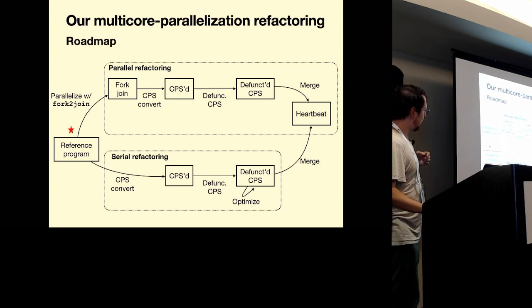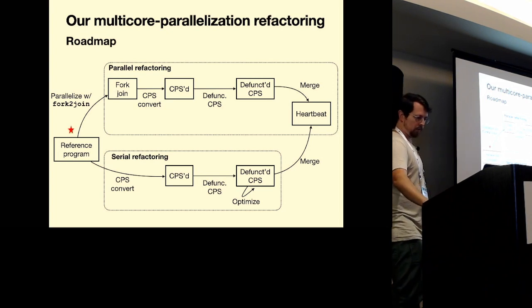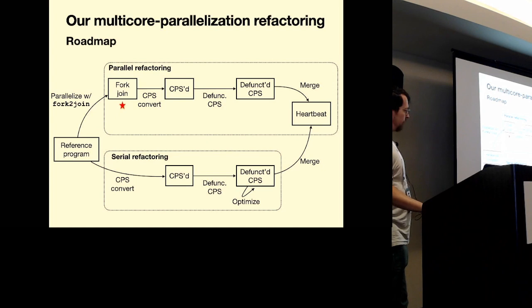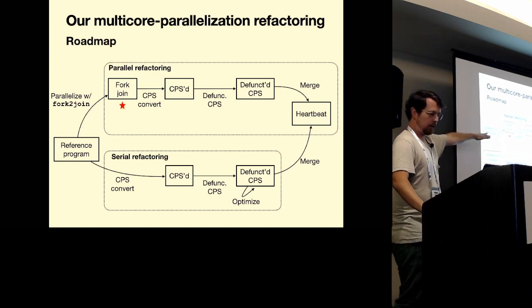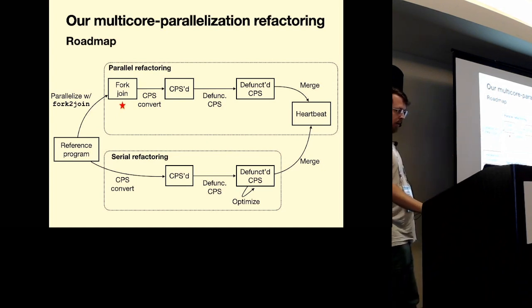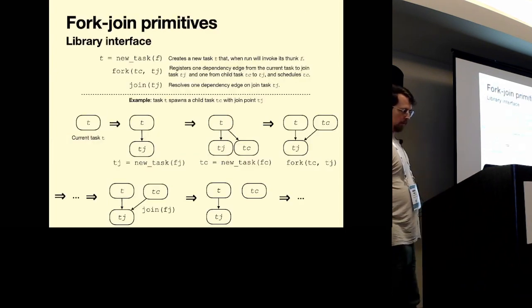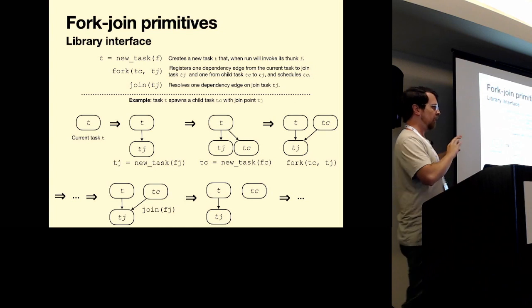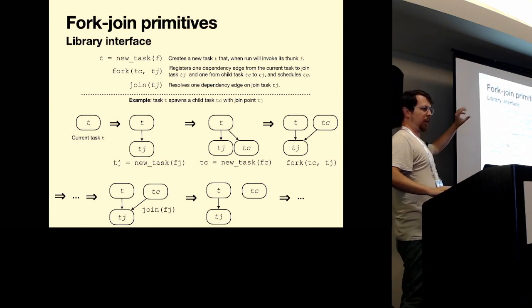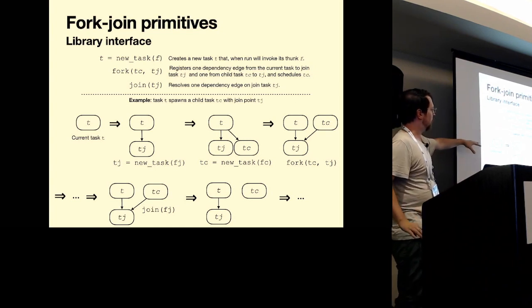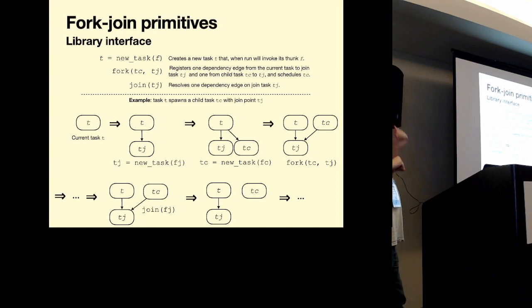So let's see. We're starting with this reference program. We made a first refactoring step to make it a fork join program that has these problems we mentioned. Now we're going to lower that program to a kind of continuation passing style. To do that in the parallel world, I'm going to have to change our interface to something a little bit lower level that lives behind the scenes.